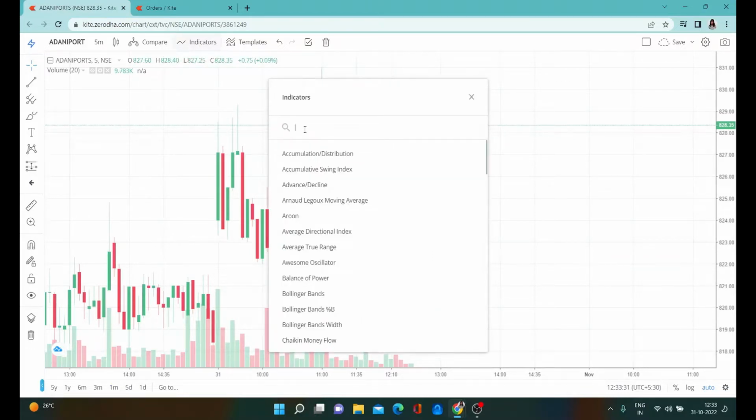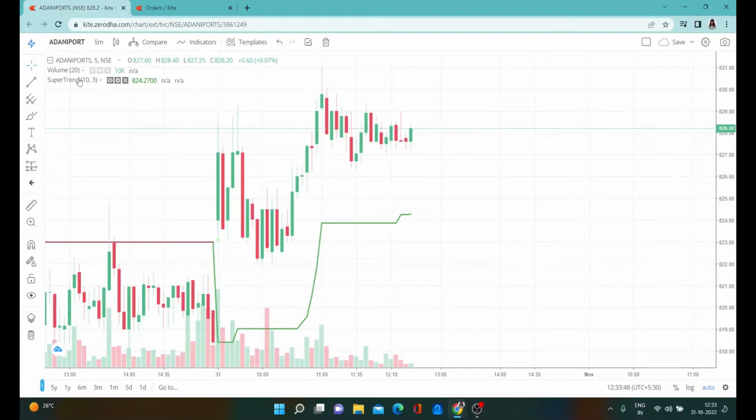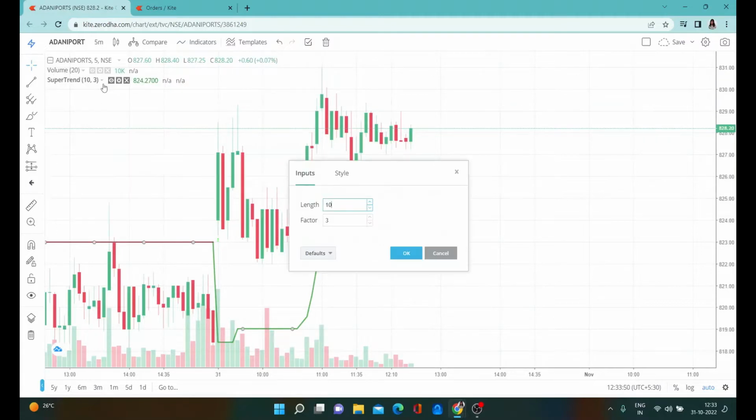The other indicator I'd like to use here is super trend. We're not going to take any decisions based on these indicators. They're just helpful to double confirm our decisions, right? By default the super trend's length is 10. I like to update it to 3.